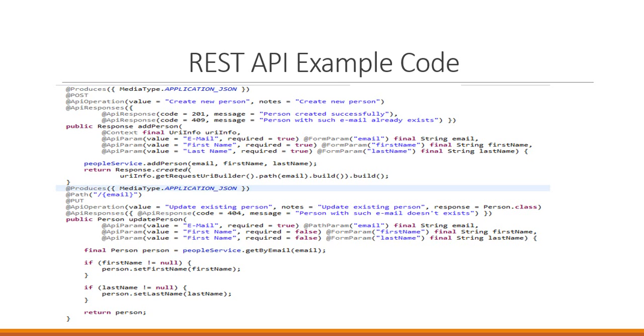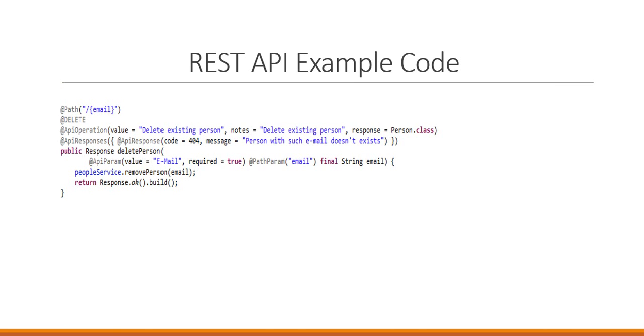This is the sample format for GET and POST, then PUT to update. We can update the existing user. This is the sample code for HTTP using Swagger and Spring. This is for delete operations. We can delete a person based on the email ID.